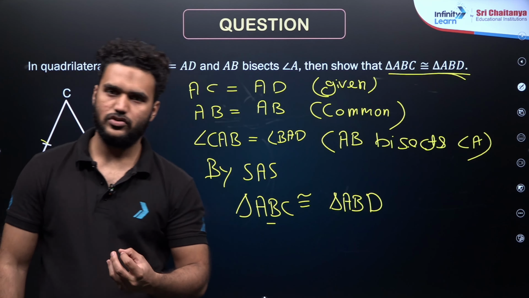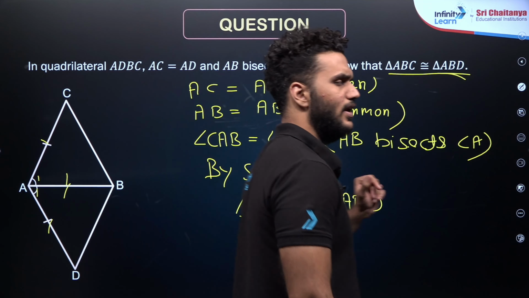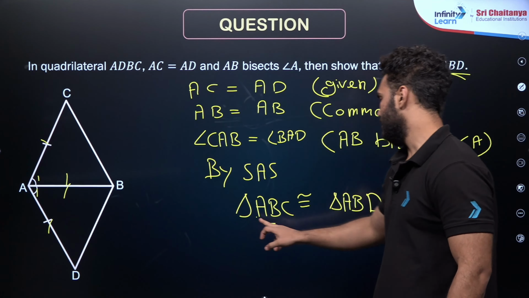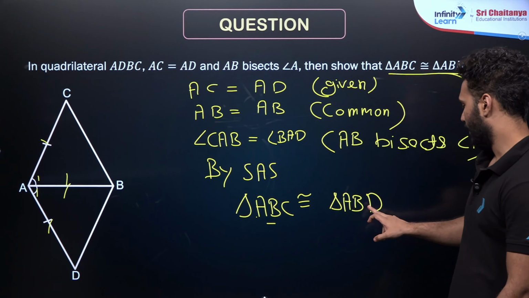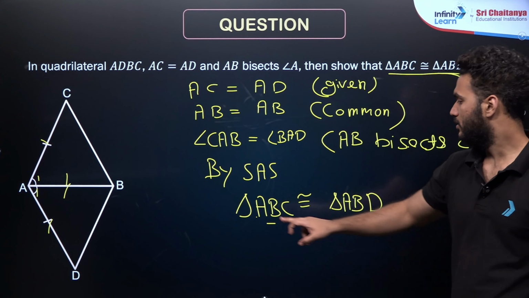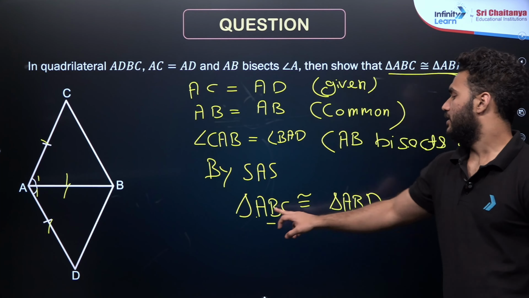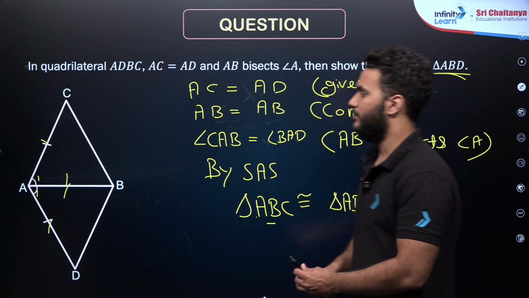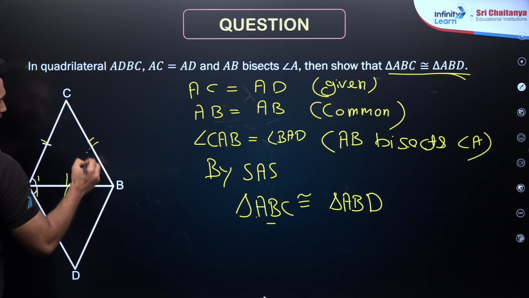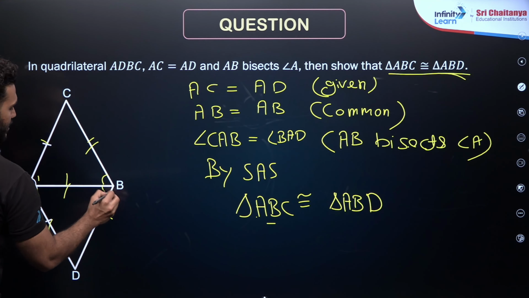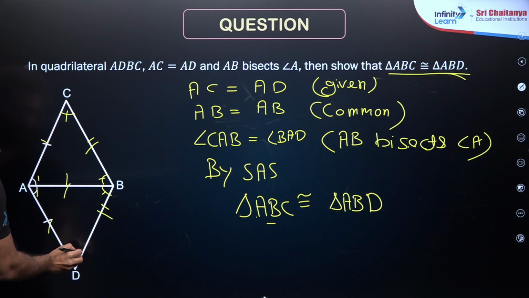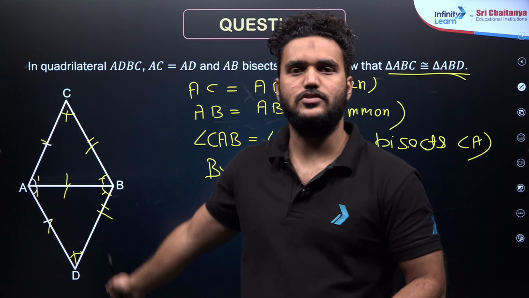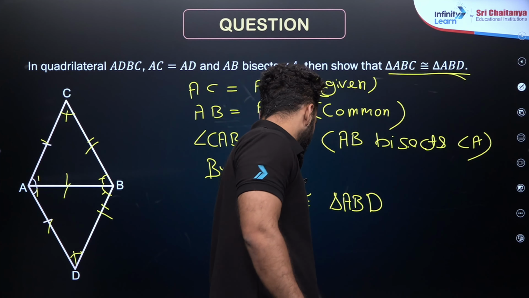Now see, AB is equal to AB and AC is equal to AD. From here, you have automatically proved that these two triangles are congruent. Then all corresponding angles are equal. It means angle A is equal to angle A, angle B is equal to angle B, angle C is equal to angle D, line AB is equal to line AB, line BC is equal to line BD, line AC is equal to line AD. Once you have proved that they are congruent, then all these corresponding things will be equal.